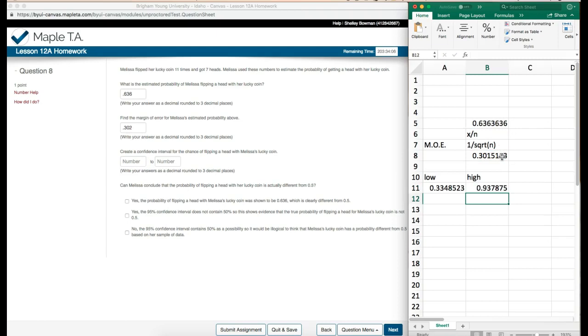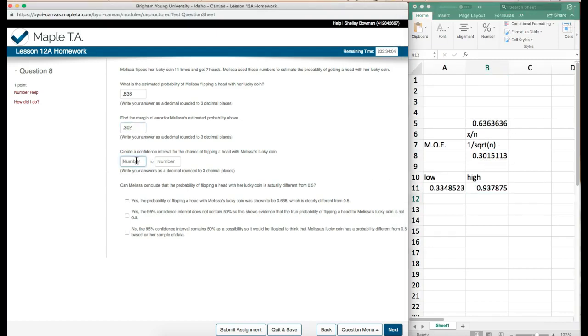That gives us our wiggle room for our 95% confidence interval, which rounded out to 3 decimal places is 0.334, and that 8 rounds the 4 up to a 5, and then the high number, let's see, that 8 rounds up to 7, so we get 0.938.